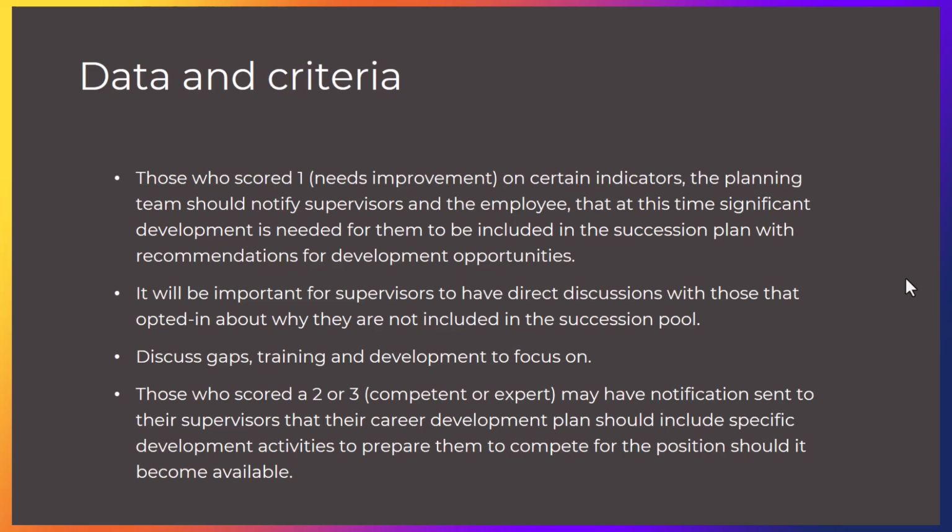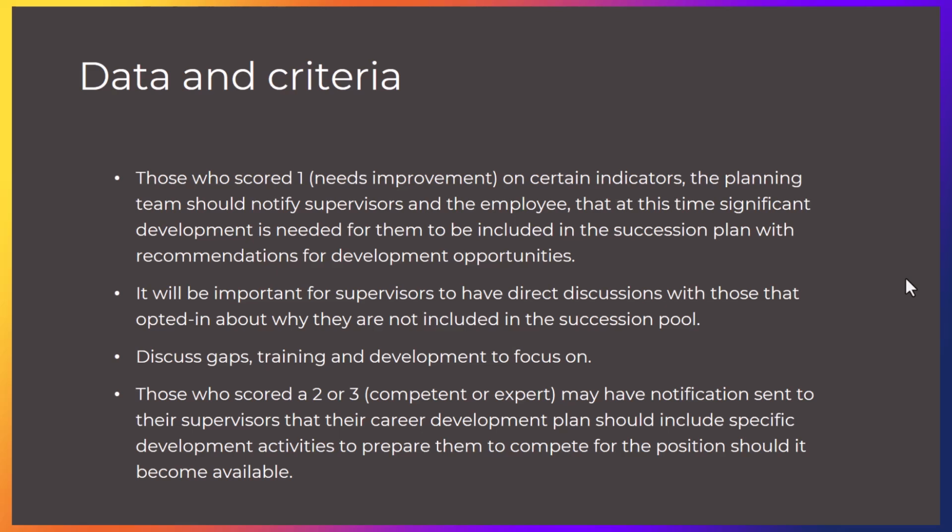It will be important for supervisors to have direct discussions with those that opted in about why they are not included in the succession pool. So really make sure that this is still a development opportunity for them, even if they don't qualify, so that they don't take this negatively and they are able to go, okay, this is where I need to improve. These are the qualifications that I didn't meet, and here's how to get those qualifications. And so discuss gaps, training and development to focus on with them.